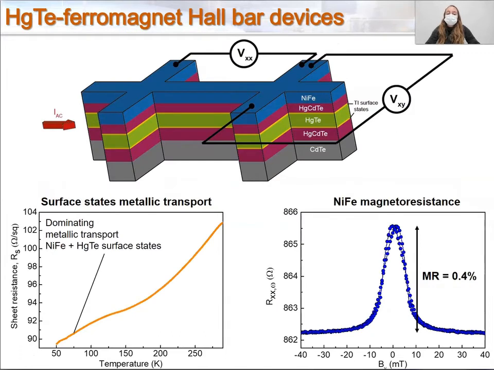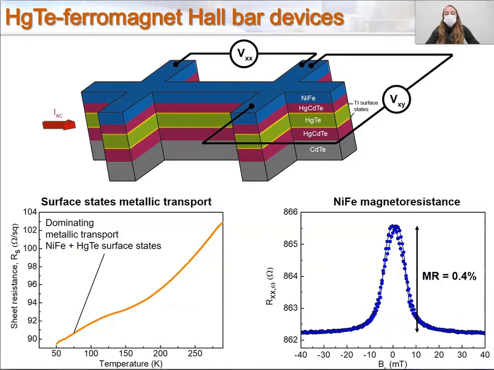The HgTe Hall bar devices that we developed is shown here. The stack consists in a 3.5 nanometer permalloy with in-plane magnetization deposited on top of a 30 nanometer HgTe. So here there is a thin HgCdTe barrier that is used to protect the TI surface state from direct contact. For harmonic measurement, the stack is processed into microscale double Hall bar devices for electrical measurement.